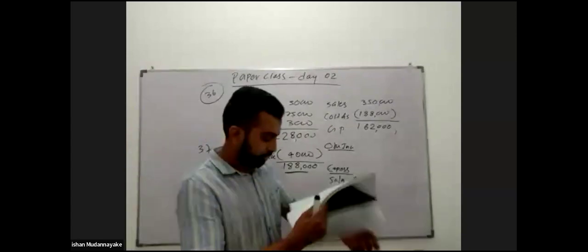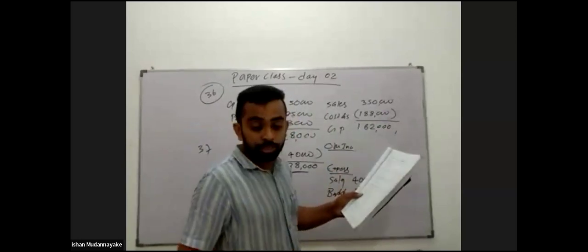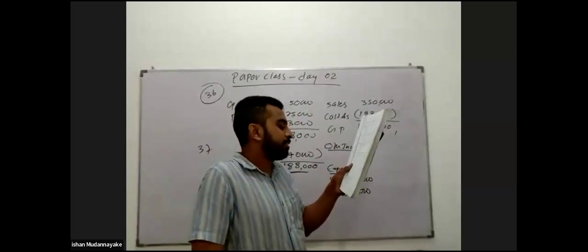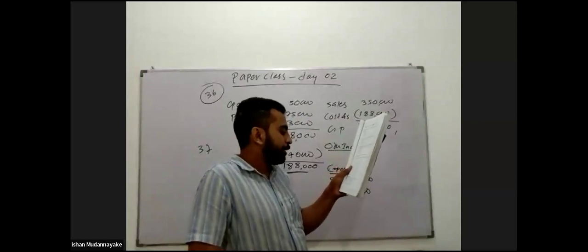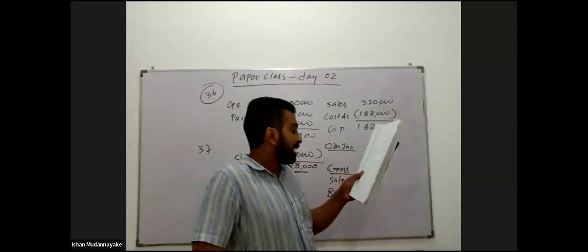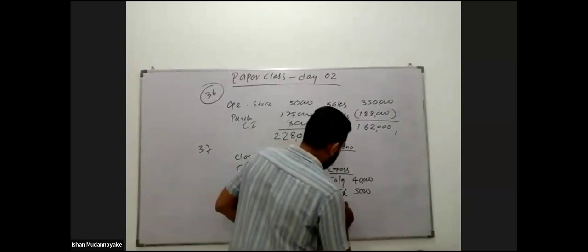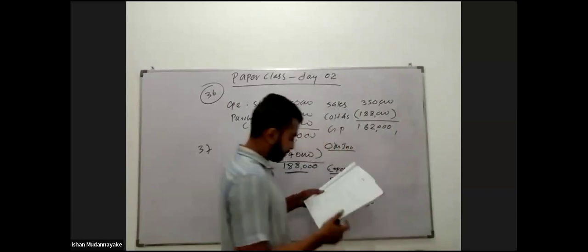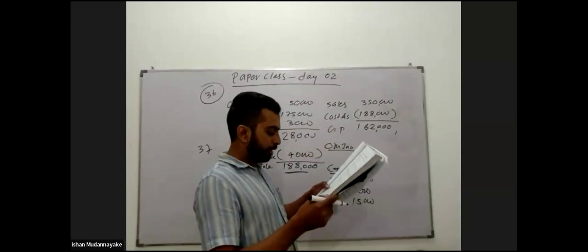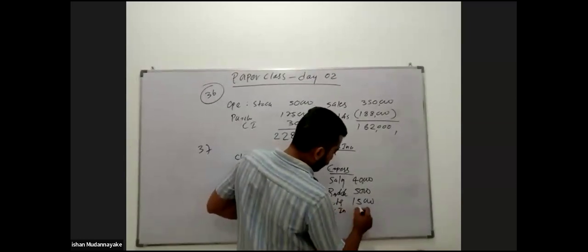Additional information, and then closing stock, done. Then look at the other information, the trial balance details: capital, opening stock, sales, purchases, carriage inwards. Rates expense, 15,000. Salaries and wages. Bank loan interest, 6,000.